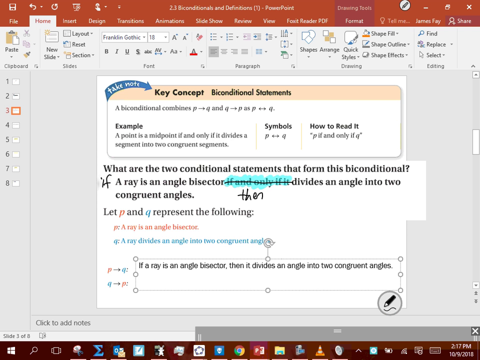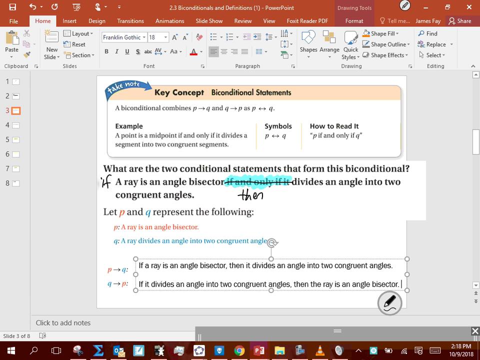Once I have that one, can I flip it? Okay, so find that one's converse, so I should be able to say, if it divides an angle into two congruent angles, then the ray is an angle bisector. And there's some grammar things that you could do there in that second one. If you want to introduce that you're talking about a ray before you say it, does that make sense?